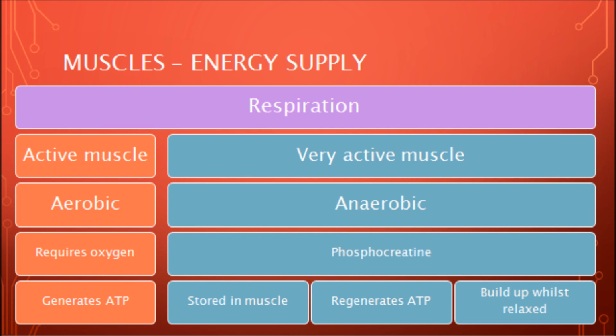Active muscles, such as slow-twitch muscle fibers, use aerobic respiration, which requires oxygen to generate ATP, helping to prevent a build-up of lactic acid. This is unlike very active muscles, such as fast-twitch fibers, which tend to produce ATP through anaerobic respiration using phosphocreatine. Phosphocreatine is stored in the muscles in readiness and is used to regenerate ATP by providing a phosphate group to bind with the ADP molecule. The store is built back up while the muscle is at rest, allowing a reserve supply to form.